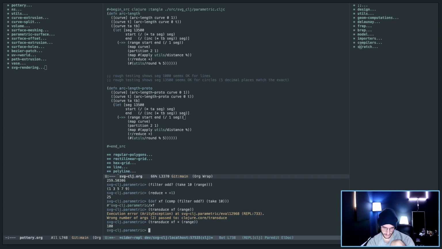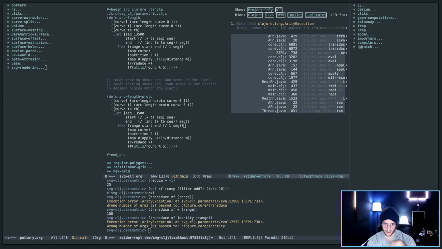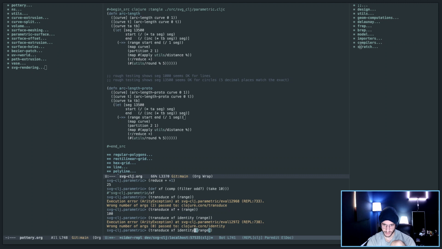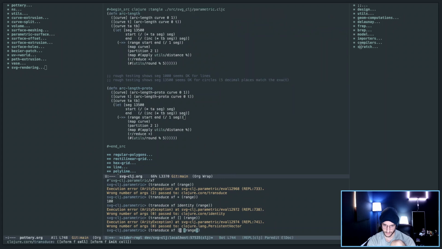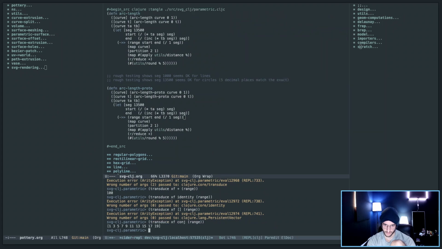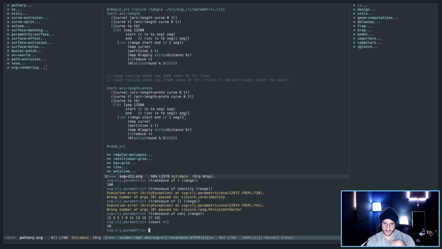Okay, so let me just work through. Can I identity? What happens if I do identity? 0 args passed to identity. Count that is 10 numbers, right? Because it's take 10. Take 10 of the odd numbers. That's what the XF is doing.